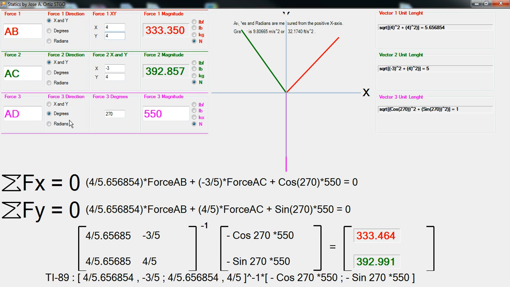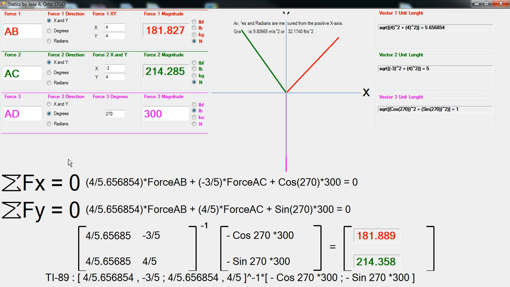And for the last force, I'm just going to leave it named AD. It doesn't really matter. That's 270 degrees from the positive axis, so it's facing this way, and that is given as 300 pounds. So now we can see the equations that we need to define the system and to solve for our variables.